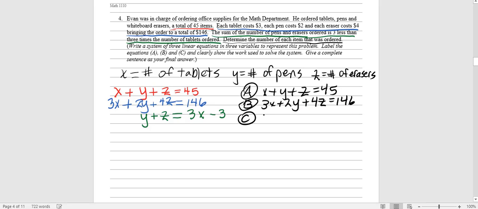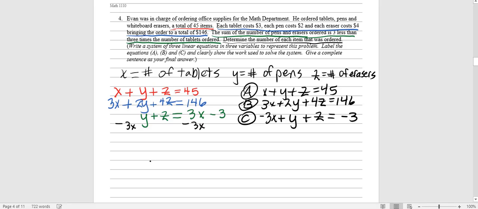Equation C, I need to subtract 3x from both sides to get negative 3x plus y plus z equals negative 3. So on equation B here, I'm subtracting a 3x from both sides of the equation. And this is how I'm getting equation C.